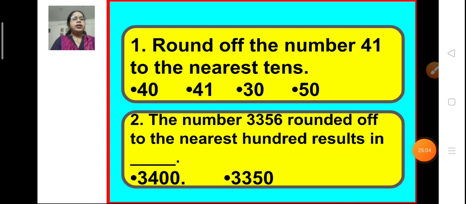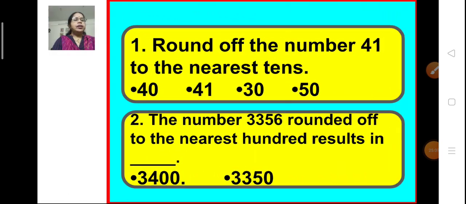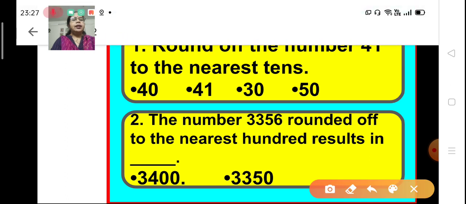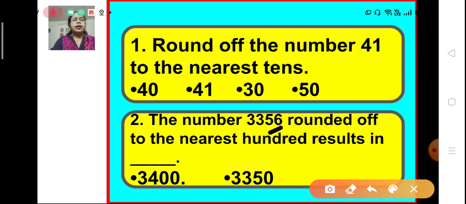So the digit to the right of the hundreds place is 5. So 356 can be rounded off as 400, and the number becomes 3400.